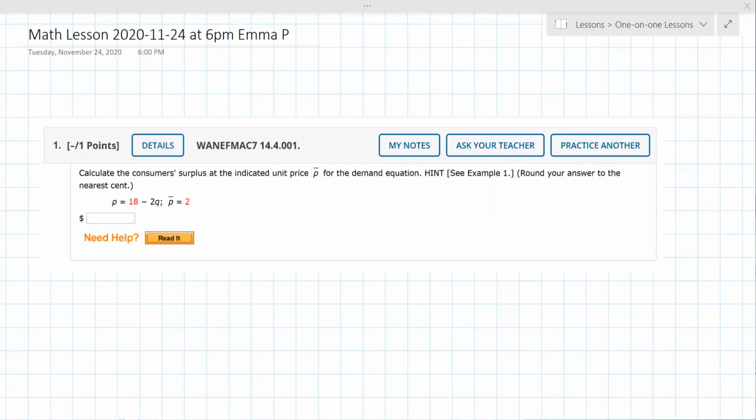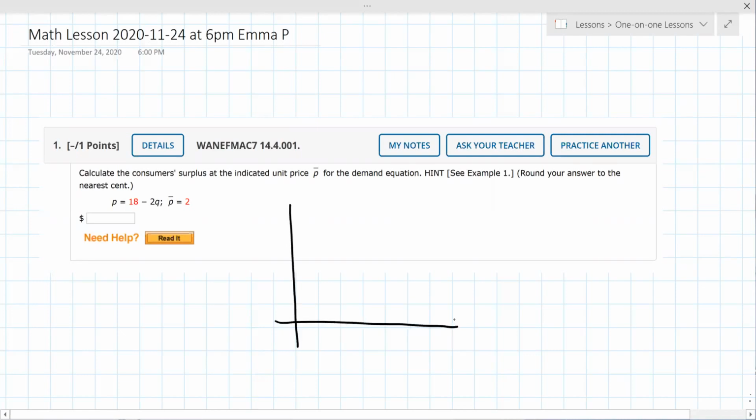Surplus at the indicated unit price. And the graph of this, if you needed it, looks something like this. And then at P, so this is P and this is Q. At 2, it creates a little triangular wedge, and it's this area up here.